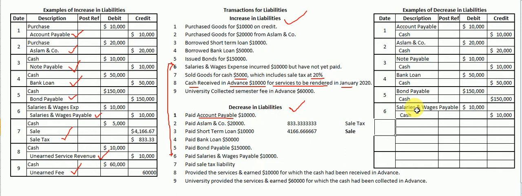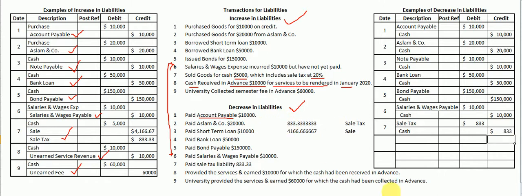Okay, next, number 7, we have paid sales tax liabilities. When you pay sales tax, here we have sales tax liability. You are liable to pay, so when you pay, the sales tax liability should be debited, and you have to credit the cash. For example, how much was the paid sales tax liability? That was 833.33, like this. This is what you have paid. I hope you got it.